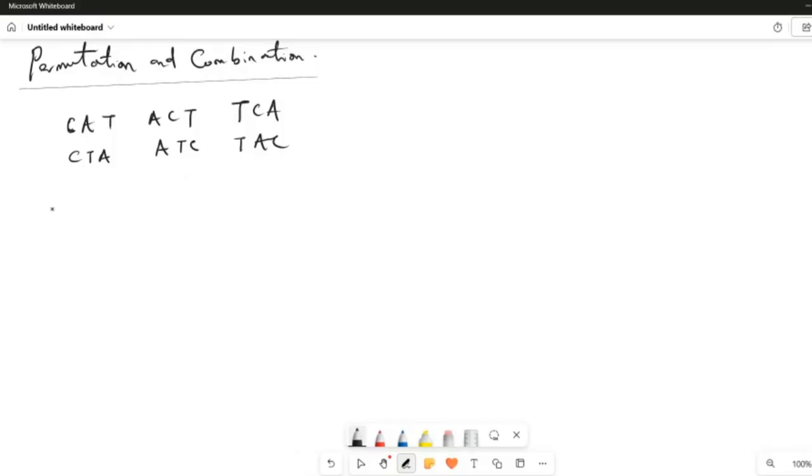Let me take 2 letters, let's say the word SO. In how many ways can the letters of the word SO be arranged? You have SO or OS. So this is 2 ways. Do you understand that now? And the cat example is 6 ways. What we just did here, we have permutated. We have arranged the letters of the word cat.